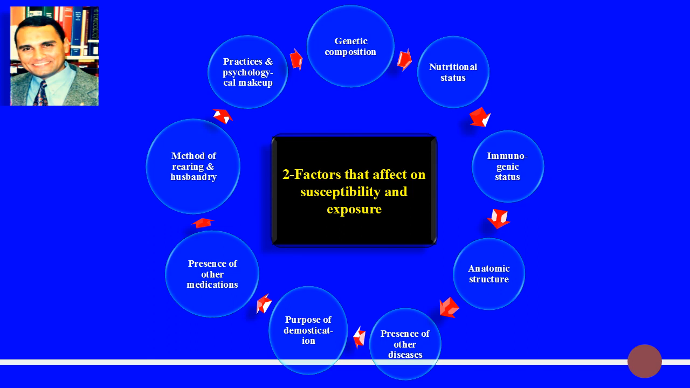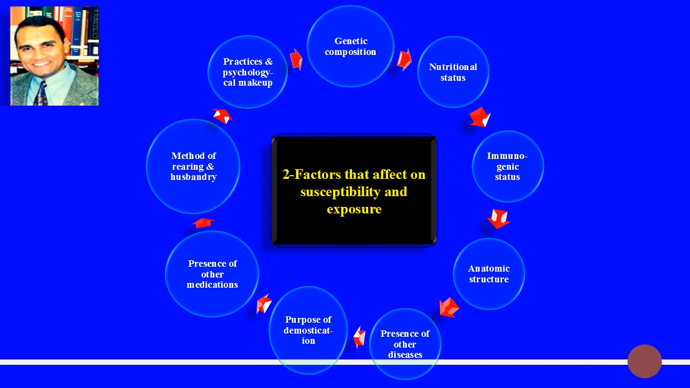Anatomical structure of certain animals, such as the esophageal groove in calves: if we feed them from the bottle, enteritis occurs due to non-digested bulk of milk or curd of milk in the rumen, not going to the abomasum.